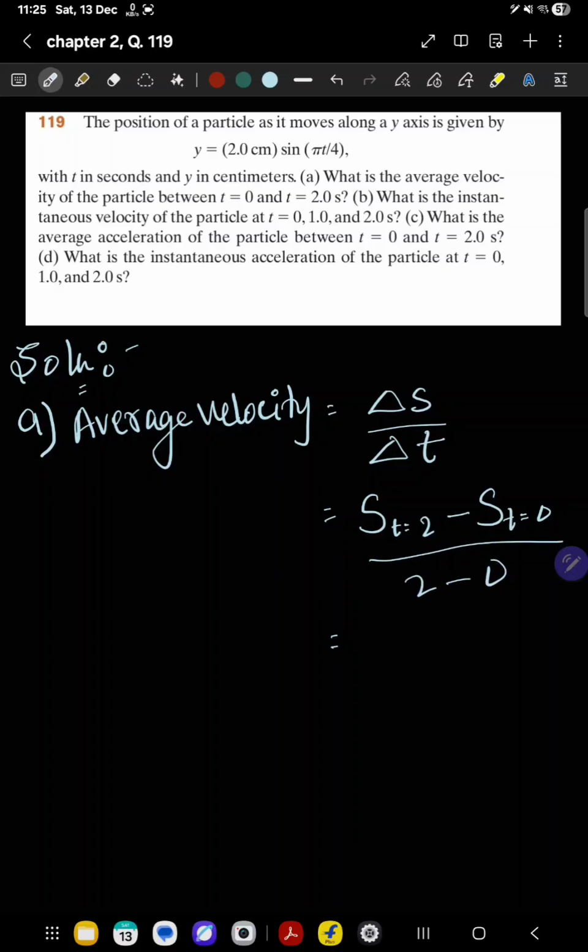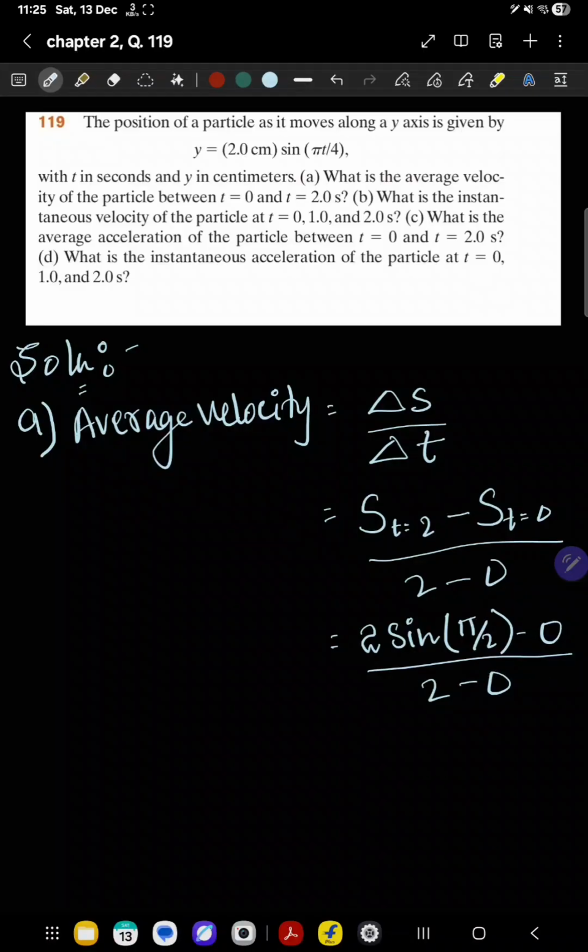Now s at t equal to 2 seconds we will get 2 sine pi by 2, minus, at t equal to 0 we will get 0, divided by 2 minus 0. Now sine pi by 2 is basically 1, so we can write it as 2 into 1 minus 0 by 2 minus 0, which will give us 1 as the answer.